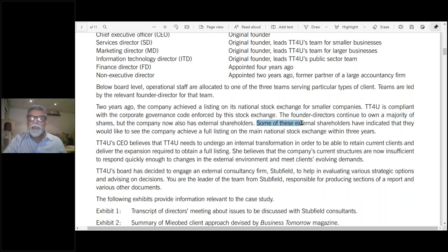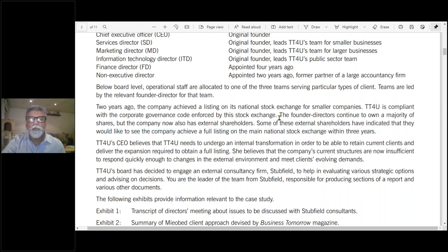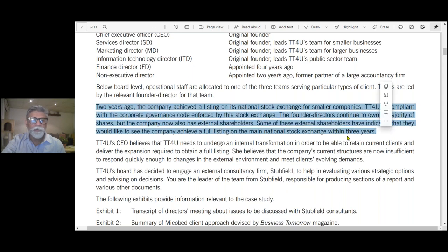Some of these external shareholders have indicated that they would like to see the company achieve a full listing on the main national stock exchange within the next 3 years. So they want to upgrade and be listed on the main stock exchange of the company. Right now, they are listed in one of the smaller sideline stock exchanges. Interesting. Corporate governance. I don't think there is any direct information.